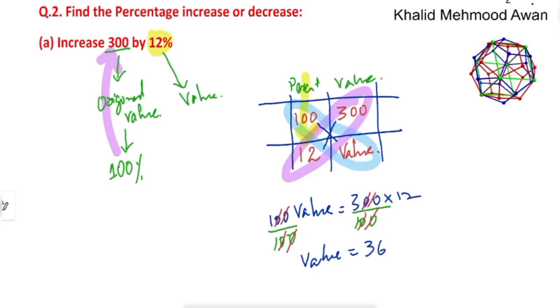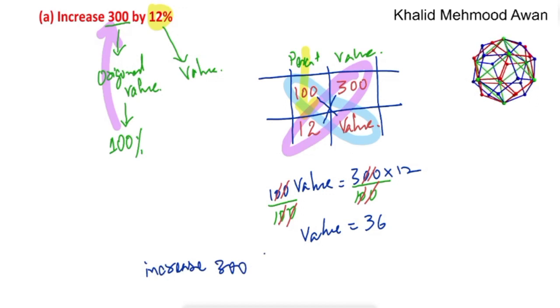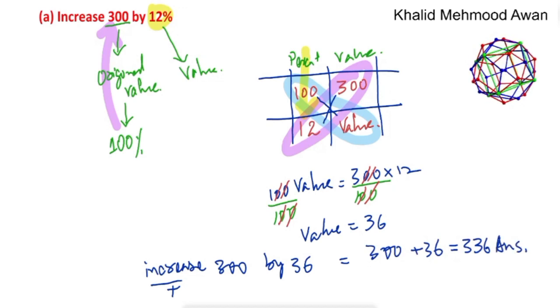So if we are increasing 300 by 12%, it means, in other words, we can say increase 300 by 36. If we increase, it means plus, so we'll be adding the numbers. So 300 plus 36 is equal to 336, and that is our answer.